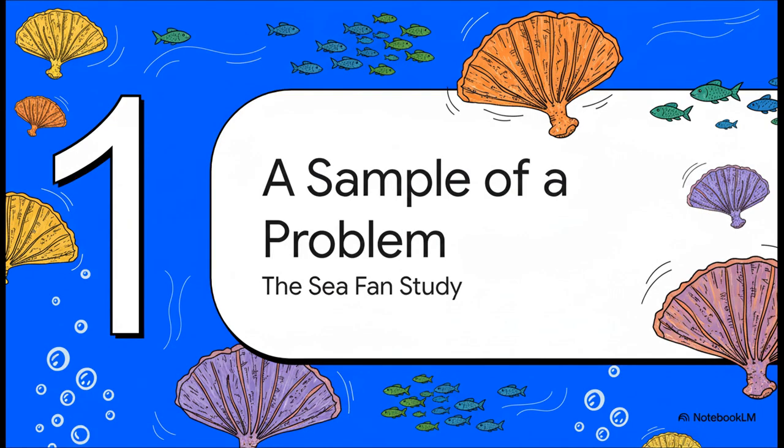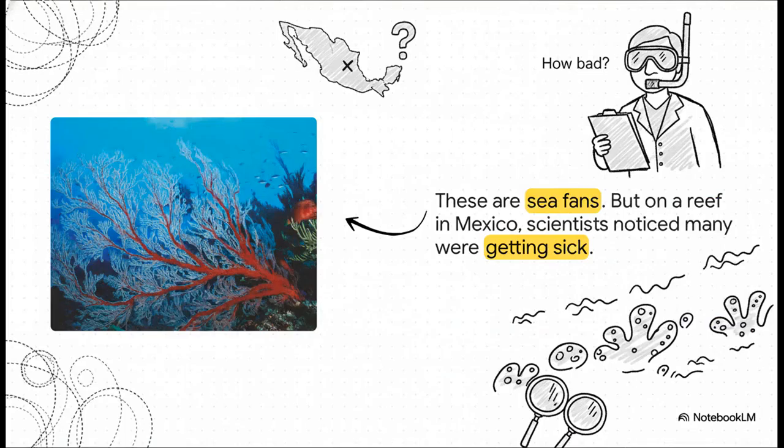So, to really get a handle on margin of error, our story actually starts not in a newsroom, but way out on a coral reef, with this beautiful but kind of vulnerable creature, the sea fan. These right here are sea fans, and they're not just pretty, they're absolutely vital to the health of our oceans. But on a reef off the Yucatan Peninsula, scientists noticed that a whole lot of them were getting sick with a disease called aspergillosis. They really needed to figure out just how bad is this problem.